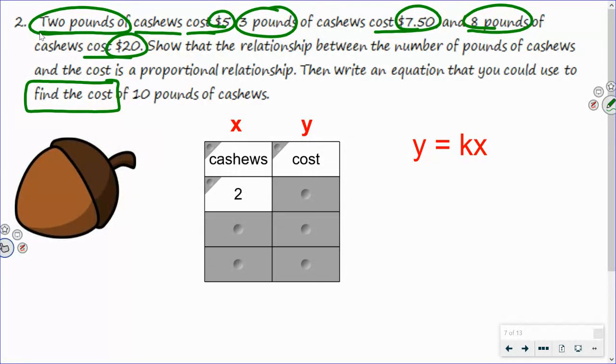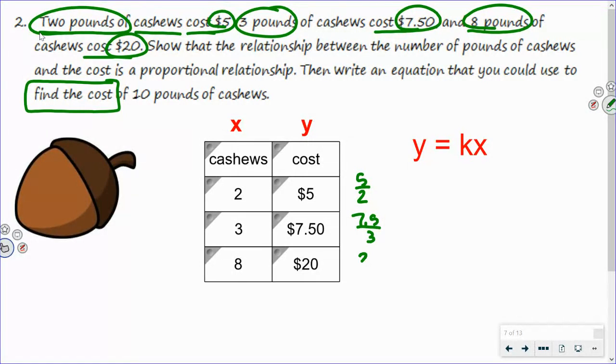Now, in this case, they give us several relationships. 2 is related to $5, 3 pounds is related to $7.50, and 8 is related to 20. So the first thing you'll want to do is set up each of those fractions, each of those ratios, I should say. Then when you reduce, and since it's money, I'm going to change it to decimals. And I'm quite confident that you guys know how to divide. In this particular case, it ends up turning out to be $2.50 for each and every pound of cashews. I'm sorry, I should have written pounds there and dollars so that you actually know what those numbers mean.